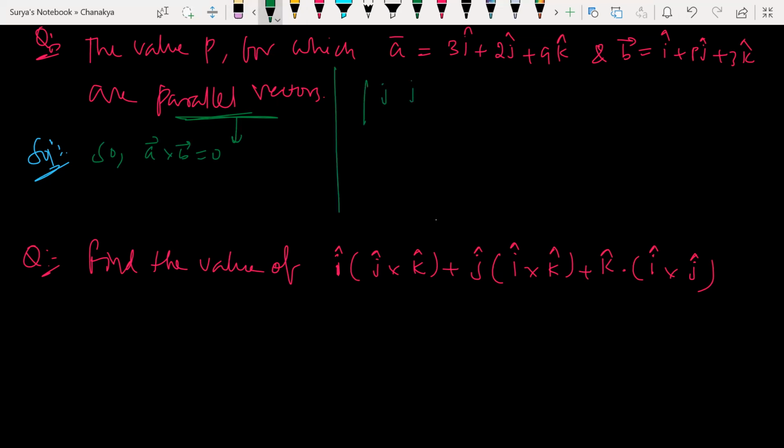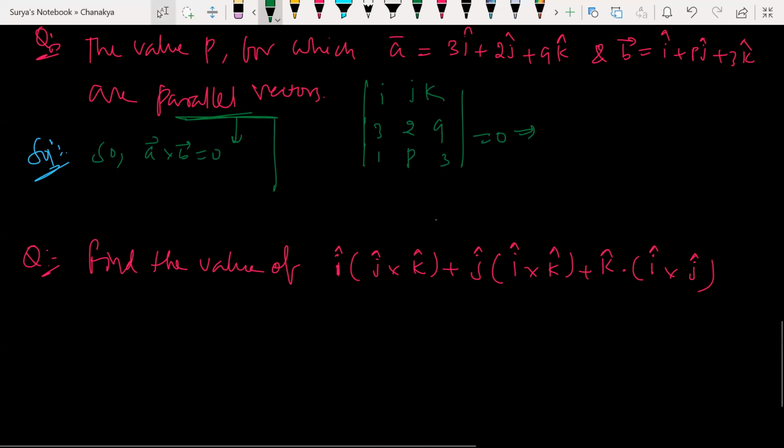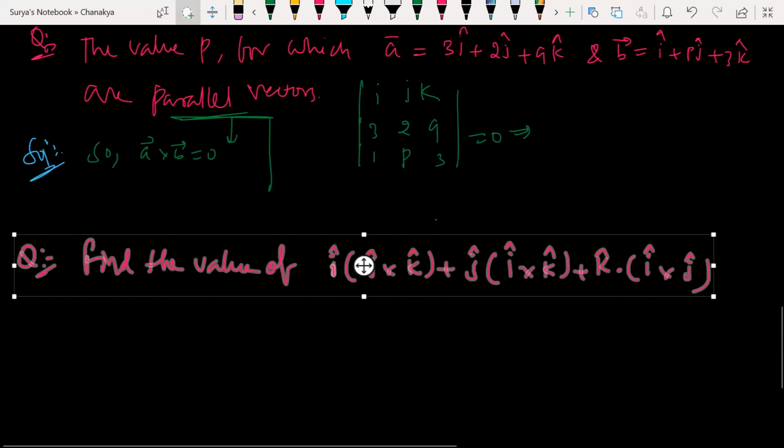Look at this here. I, J, K. Straight away we'll find out I, J, K. So 3, 2, 9, 1, P, 3. Isn't it an easy thing? If you know this, guys, isn't it an easy thing to find out the value of P now? What is the value of P? Come on, better tell me. So value of P is 2 by 3, sir.